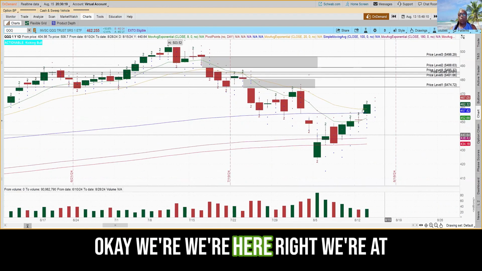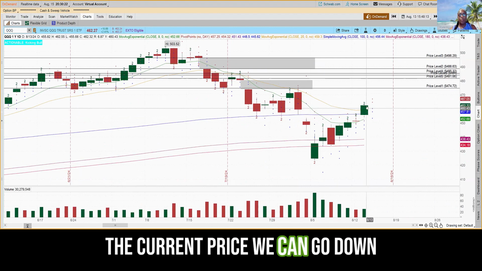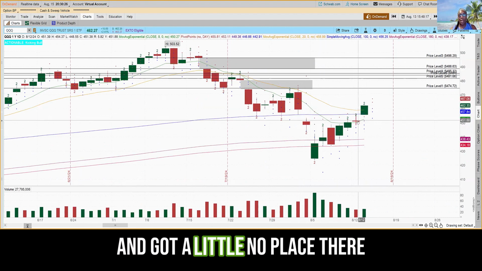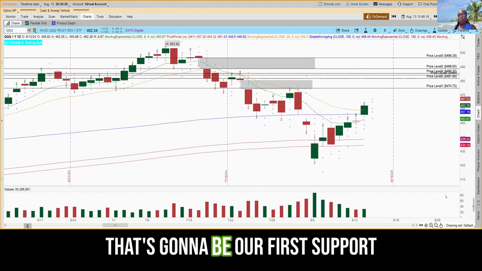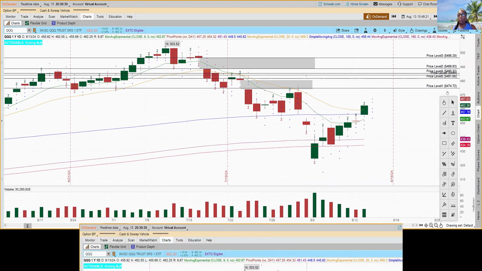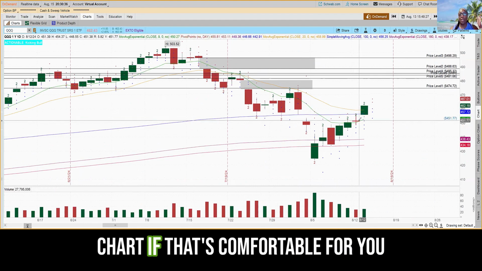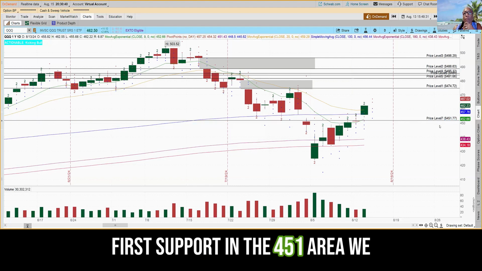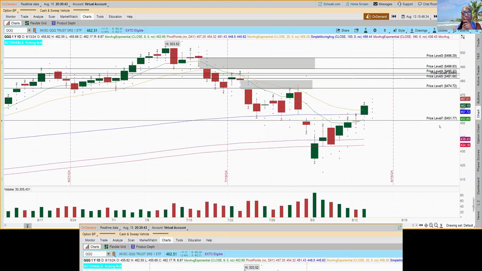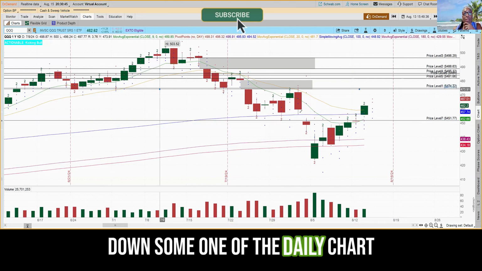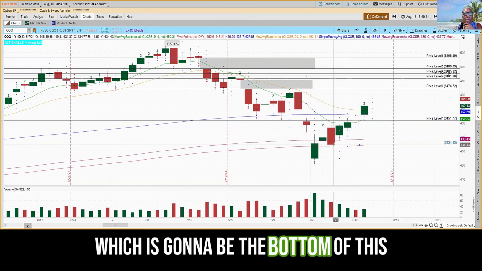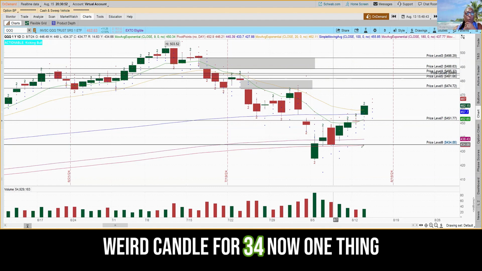Okay, we're here, right? We're at the current price. We can go down. We see that there's some support right here because price stopped, and we got a little place there. That's going to be our first support. It's going to be in here. You can turn to the line chart if that's comfortable for you. That's going to be our first support in the 451 area. If we went down some more on the daily chart, you're going to go down to your next support, which is going to be the bottom of this red candle, 434.